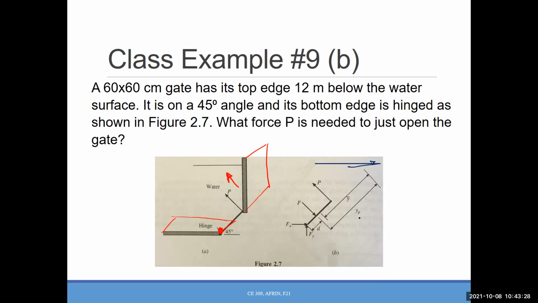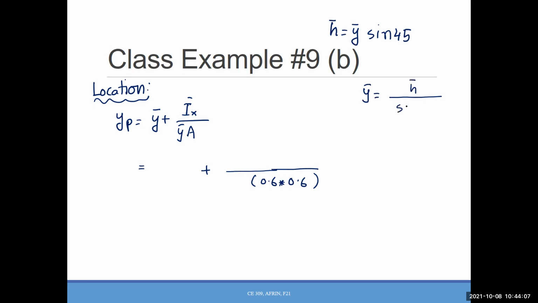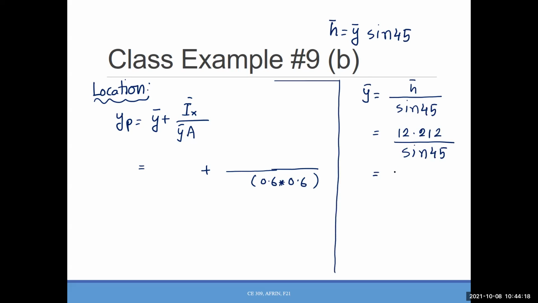Okay, so let's calculate the y bar. I think we already know the area, which is 0.6 times 0.6. Do we know the y bar or Ix bar or anything? We don't know that, but we know the relation between h and y. This one, right? Yeah. So the relation will be same for y bar also. Do we know the h bar? Yeah. What is that? 12.212 over sine 45. Calculate that. What is that? And then you will calculate Ix also.